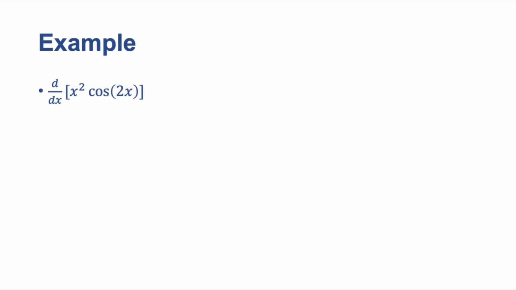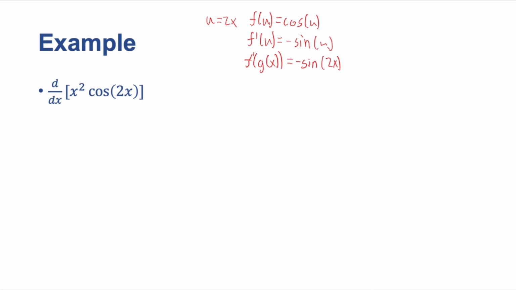So first, we're going to take the derivative of the cosine 2x. So that means our u is going to be 2x. That means f of u is going to be cosine of u, and then f prime of u is just going to be negative sine of u. And then if I want to put that back into f prime of g of x, that's just going to be the negative sine of 2x. And if I take the derivative of my inside function, that's just going to be 2. So we're going to add a little 2 here. That becomes negative 2 sine of 2x.